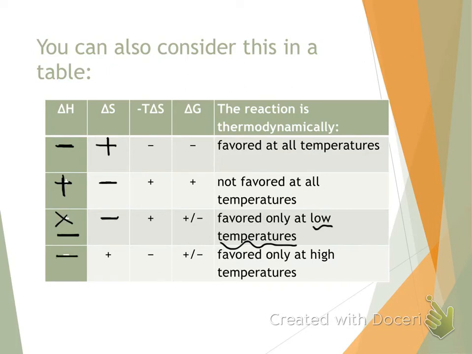And whenever we have a positive delta H, which is not favorable, but a positive delta S, which is favorable, it will be favorable at high temperatures whenever our temperature is high enough to get us that negative delta G there.